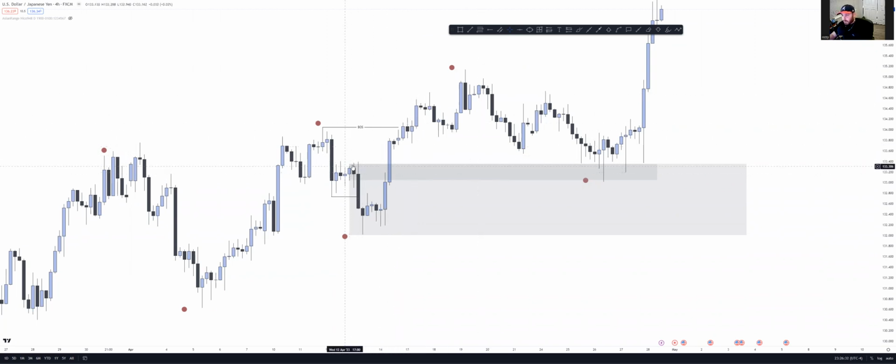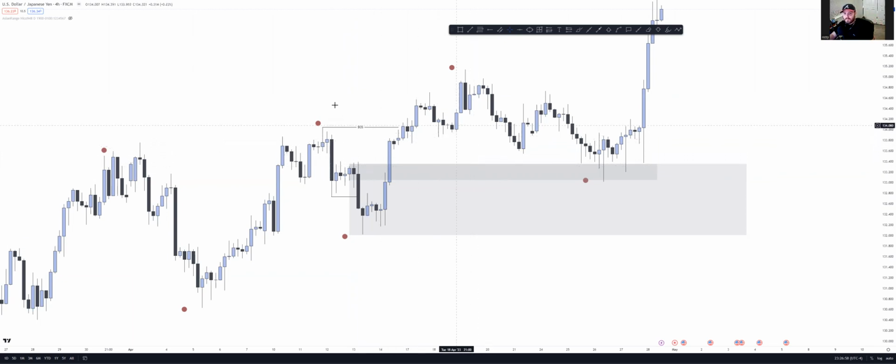So why does price come back into this area? Because they need to remitigate those orders that they had, in order to finish placing all the orders that they couldn't place in this area. You get what I'm saying? Yeah.